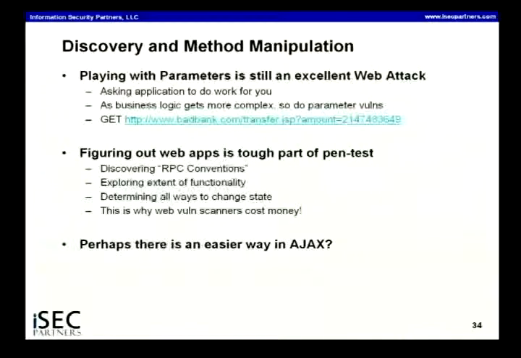Okay, so we're going to talk about the bugs. We'll talk a little bit about discovery and method manipulation. We'll give you some concrete examples. Like I said, playing with parameters in a web application is still an excellent web attack. This is the first attack and the latter attack.